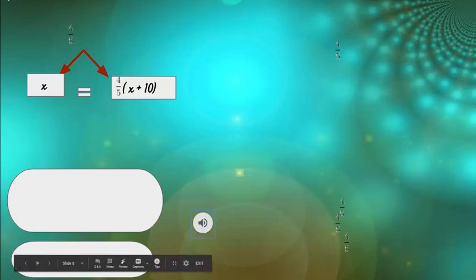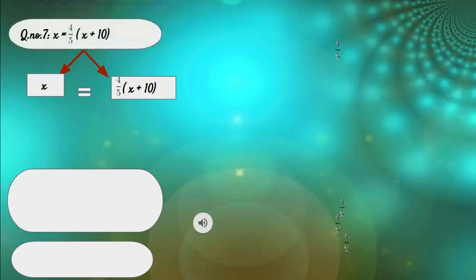Now question number 7. The question is x is equal to 4 upon 5 into x plus 10. Here left side only x is there and right side 4 upon 5 into x plus 10 is there. Isn't it? We can do it in an easy method. How? 5 we can shift it to left side, means cross multiply.